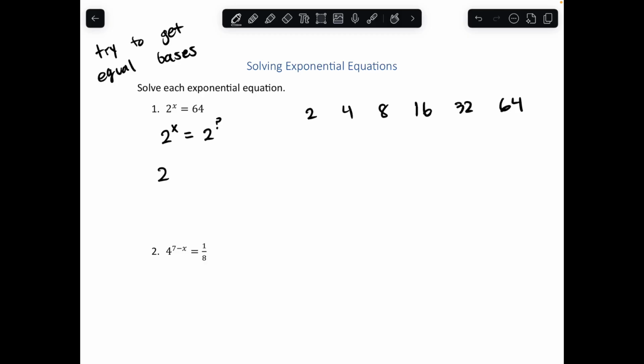And so we can write 2 to the x is equal to 2 to the sixth power. So now that the bases are the same, now that they both have a 2 right here, I can just equate the exponents. So we get to say that x is equal to 6. And we're done.